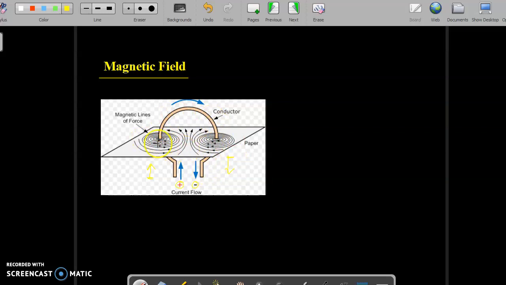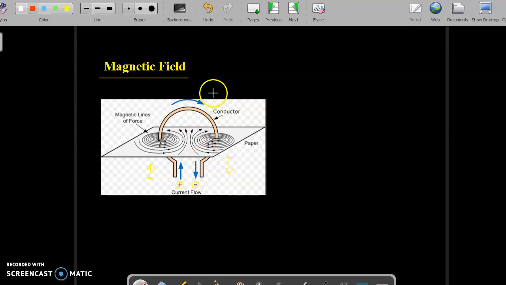You can see that on this side the lines of force are moving in a counterclockwise direction, whereas here the lines of force are in a clockwise direction. You can identify this with the right hand thumb rule. Just use the right hand thumb rule: the thumb indicates the direction of the current flow, and the other fingers indicate the direction of the lines of force around the conductor.